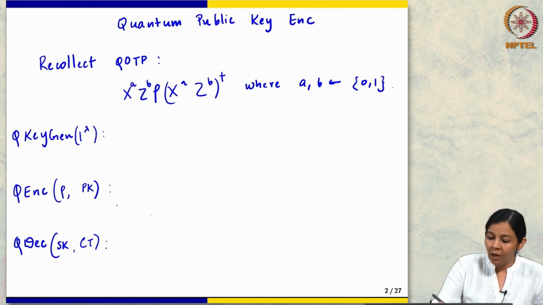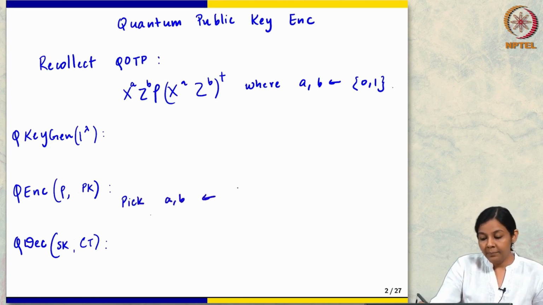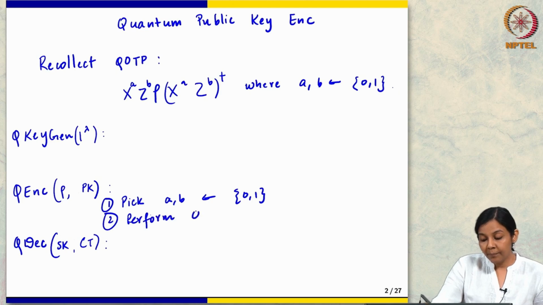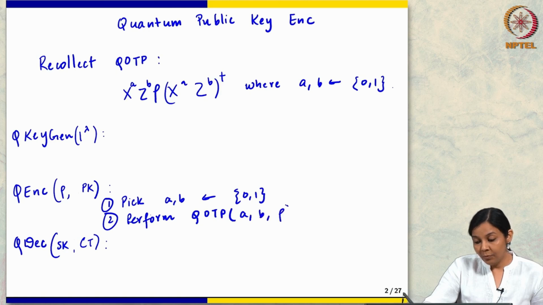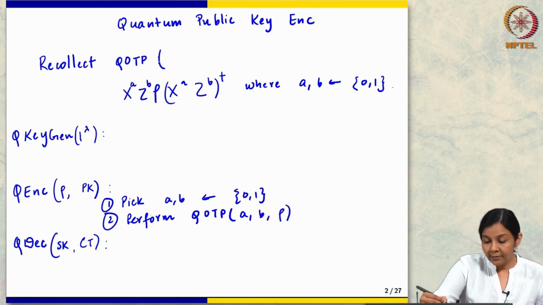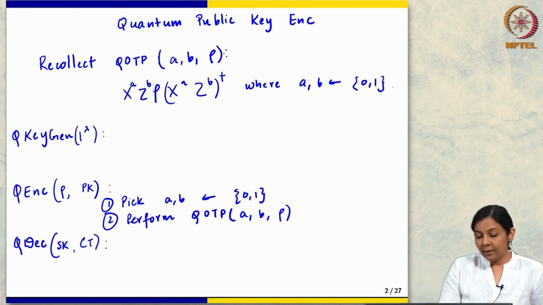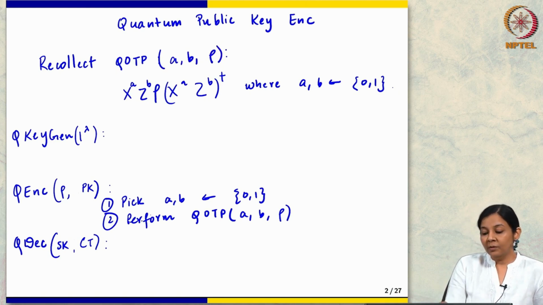So, here's what I could do. I could pick A and B at random, perform QOTP with A, B and rho. So, I will just define this as QOTP A, B, rho. Okay, great. So, if I just do this much, is it enough?